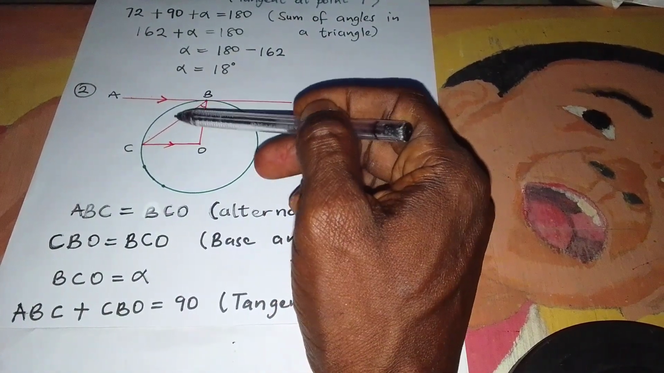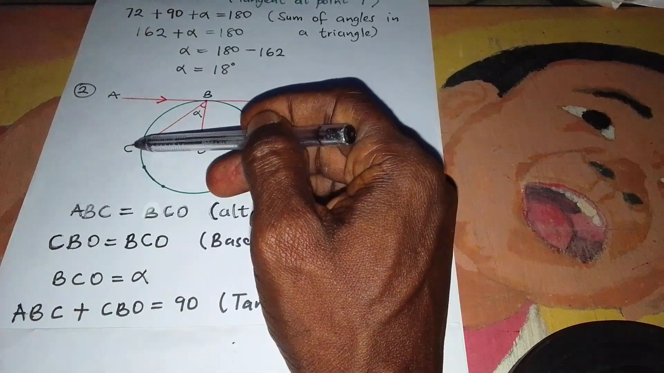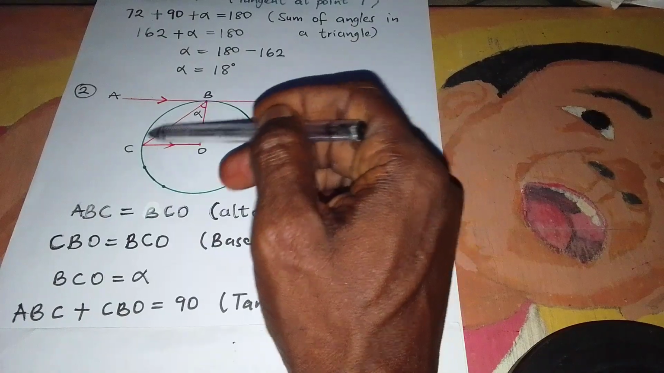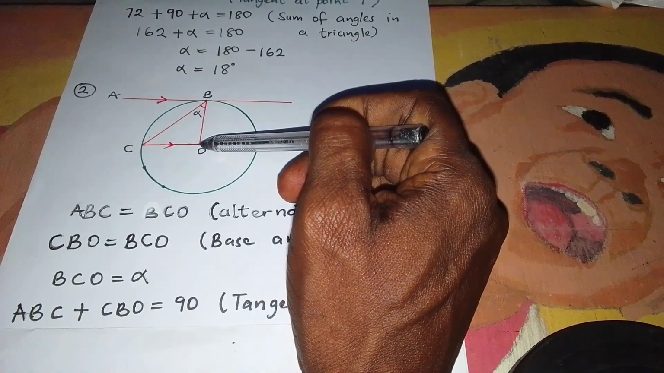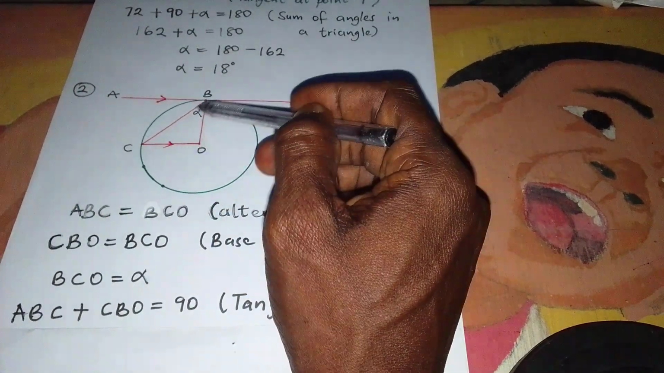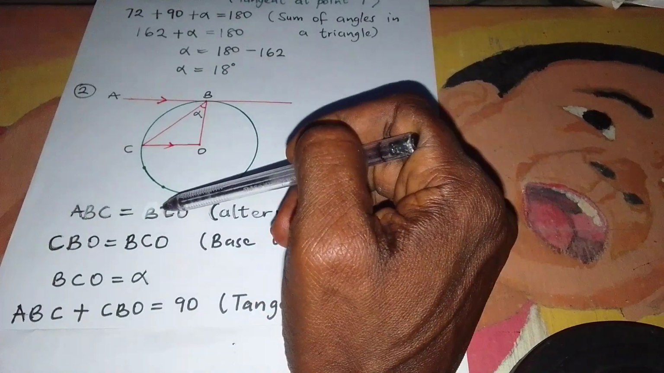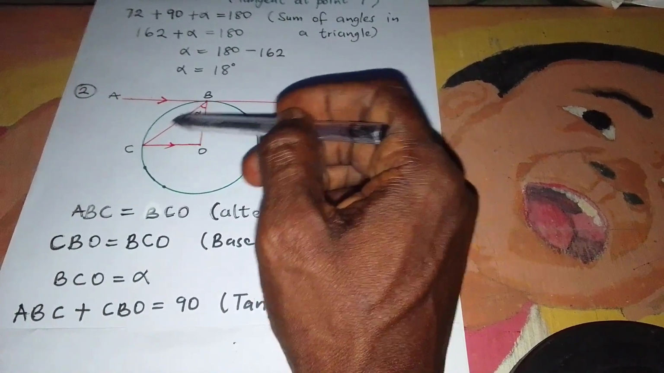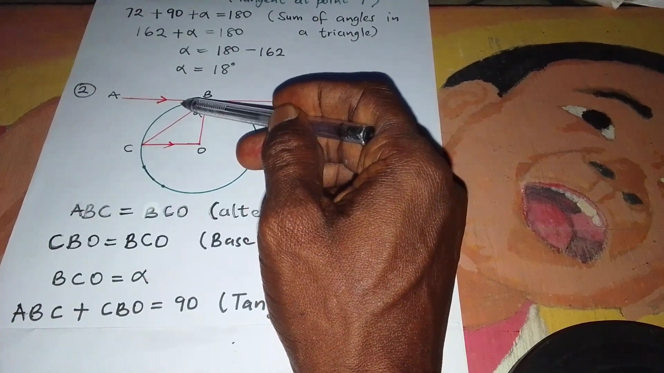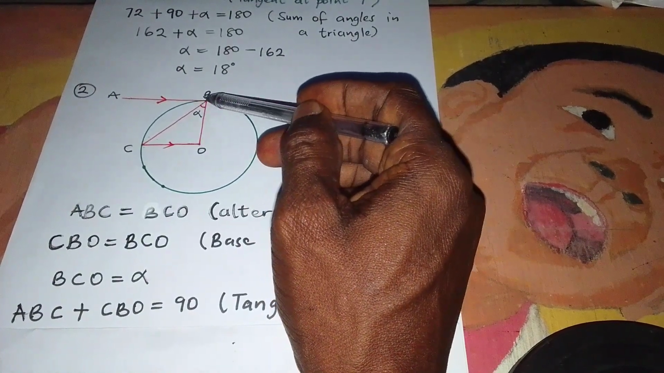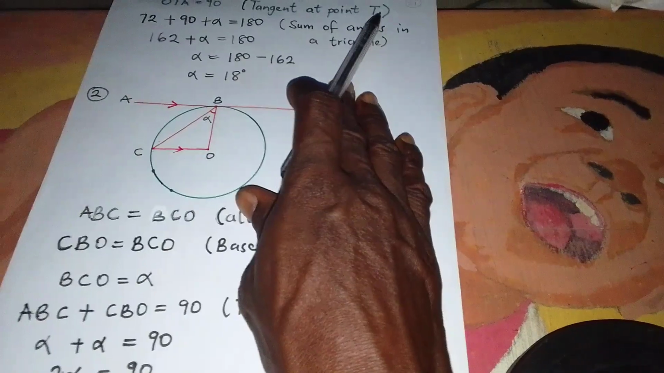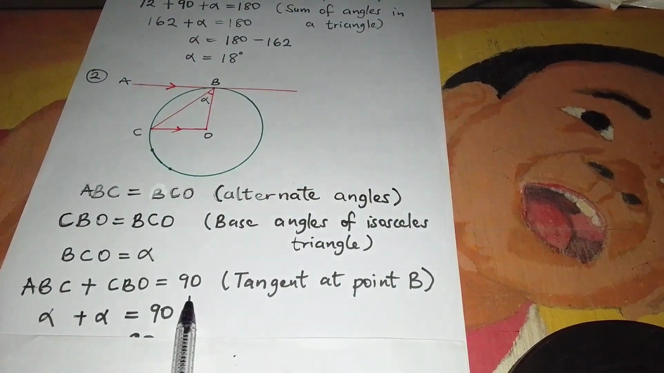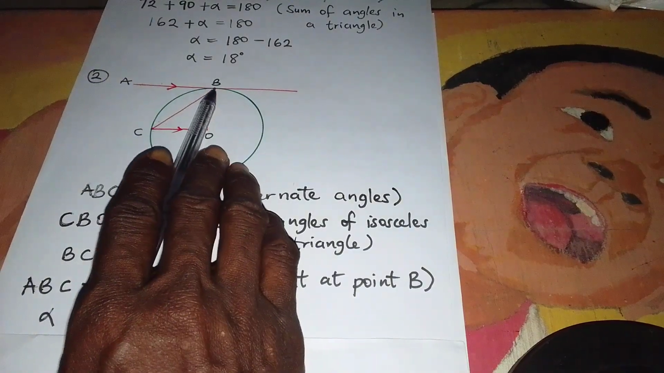Alpha. So since this angle and this angle BCO is equal to angle ABC, so BCO is equal to alpha because they are alternate angles. So if this is alpha, this also will give you alpha. So that means the whole of this angle ABC plus angle CBO is now equal to 90 degrees because we are having a tangent at point B.